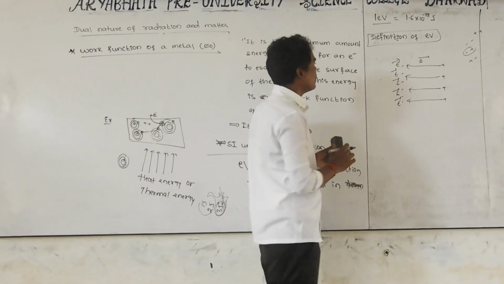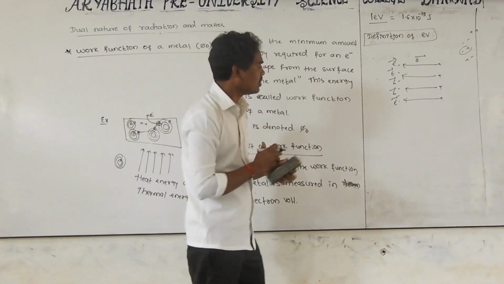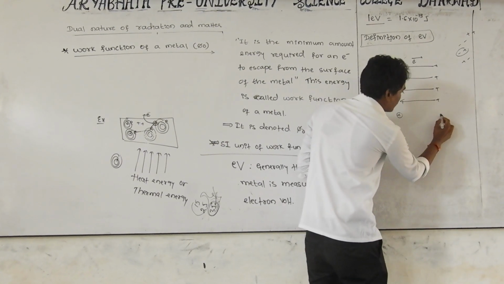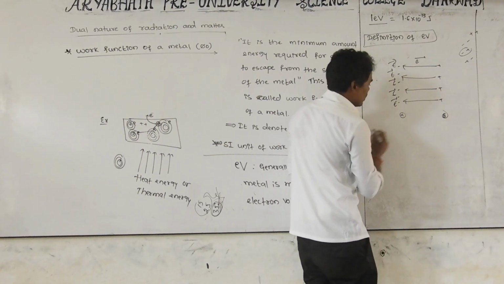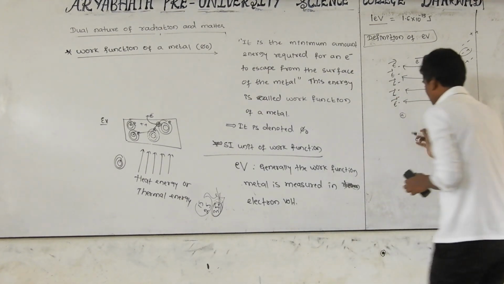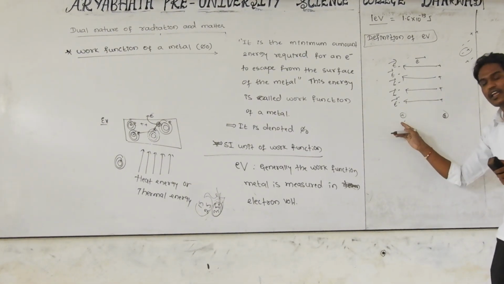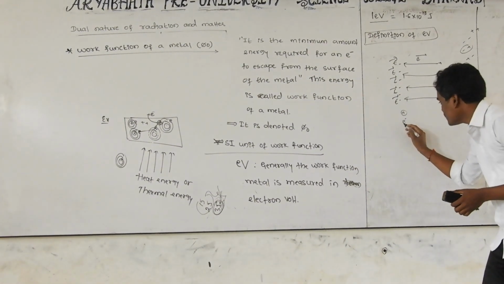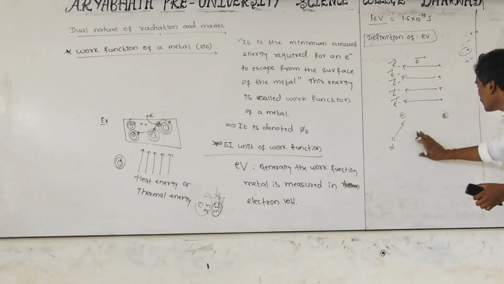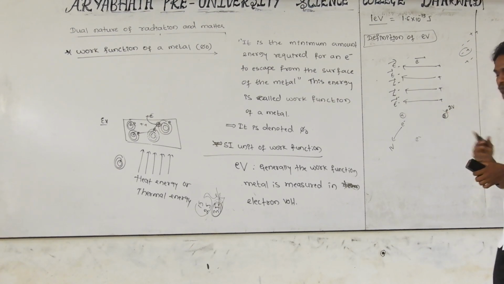Let us consider here the definition of 1 electron volt. We are going to study it now. Let us imagine this is point A and this one is point B. Let us consider an electron is here. I am keeping the electron at the A point. Let us imagine at the A point the electric potential is 1 volt, and if you keep the electron at the B point, its potential is equal to 2 volt.